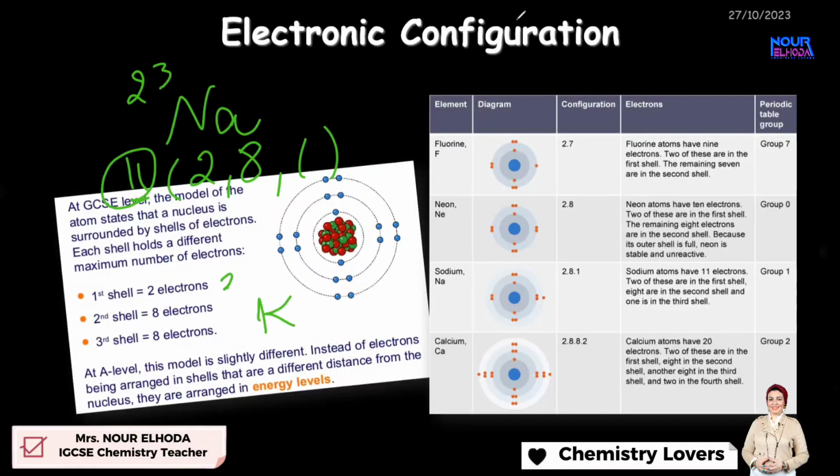If I'm saying potassium 39 or 19, which number am I going to use to make the configuration? 19. Correct. Do it with me. 2, 8, then 8. Wait, please. They total 19. Again, take your time. 2, 8, 8, 1, yes.